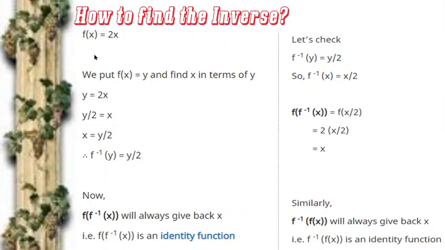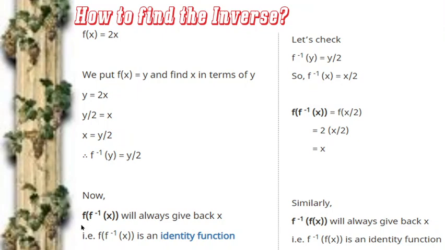How to find the inverse? Let's say the function we have is 2x. We put the function equal to y and then find x in terms of y. y = 2x, so x = y/2, and this is the inverse of the given function, and that's how we write it. f inverse of y is equal to y/2.